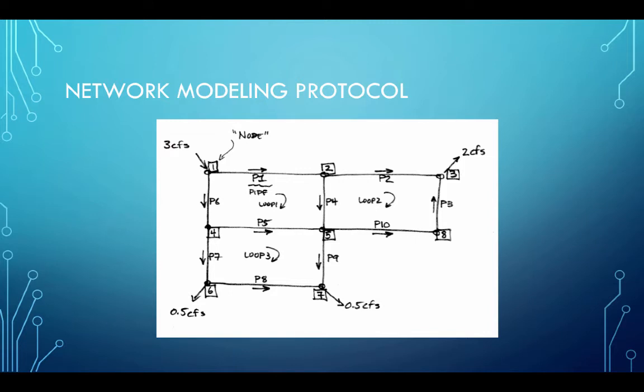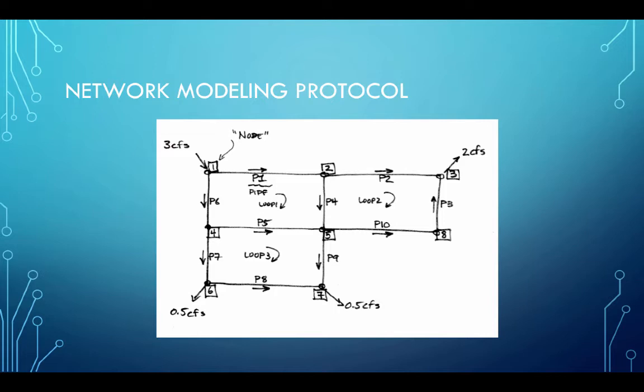So here's what's meant by a sketch. The nodes are labeled here with squares, the pipes are labeled with P's, the flow directions are indicated, and then the demands at nodes 3, 6, and 7 are indicated in this drawing, and then a supply of 3 cubic feet per second is shown here going into node 1.